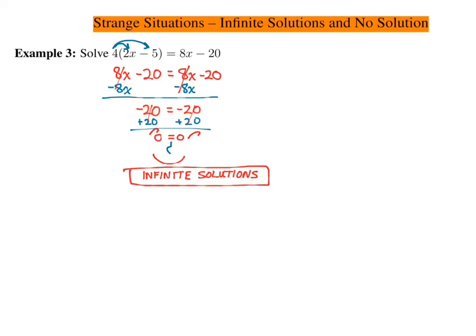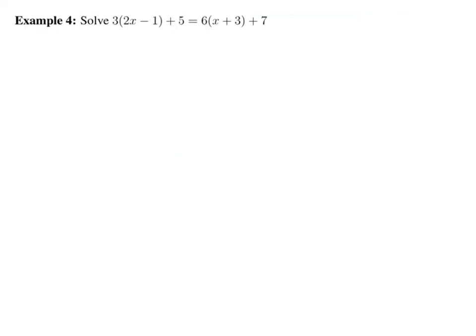Okay, one more example here for you today. This one, wow, we've got some parentheses, so, distributive or double rainbow time. So you get 6x minus 3 plus 5 equals 6x plus 18, and then still the 7. Yep, okay. Go ahead and combine the like terms. So you've got negative 3 and 5, 18 and 7. So 6x plus 2, and that equals 6x plus 25.